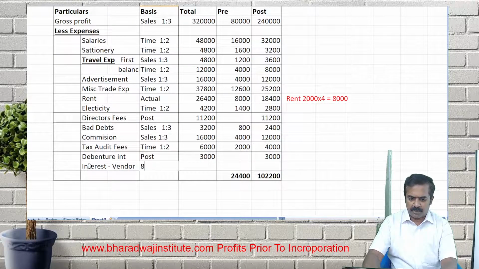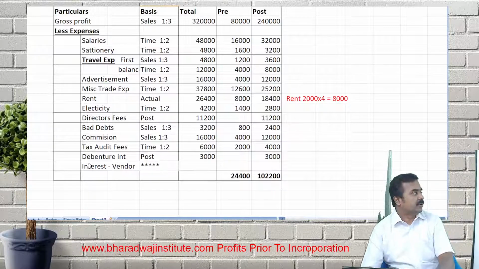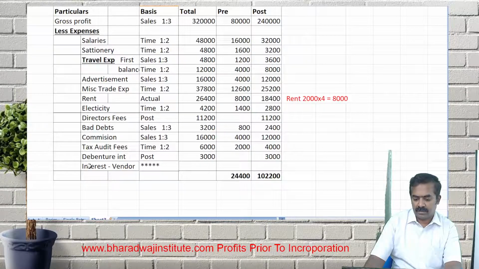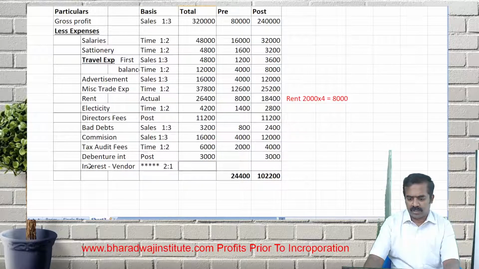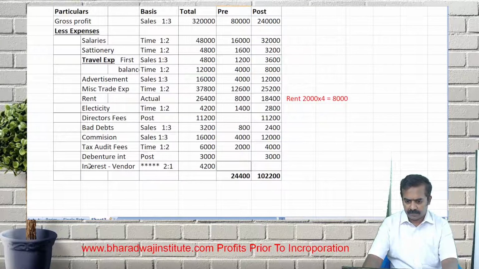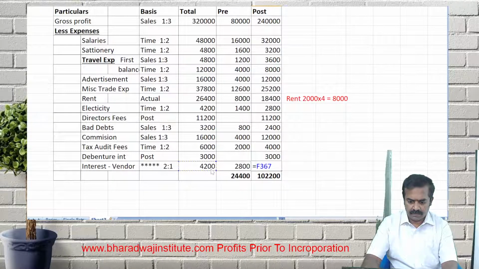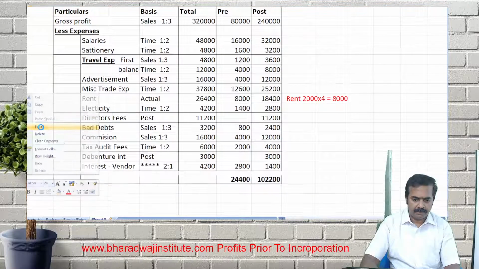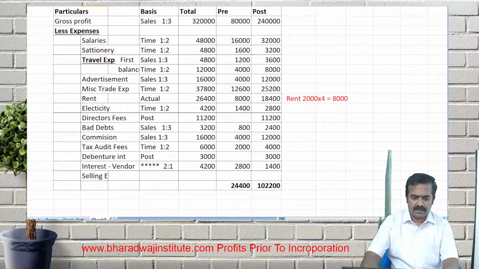The special ratio we worked out earlier. In a special ratio, interest to vendors, we worked out 2:1. How much is paid? Selling expenses. 25,200. 600.